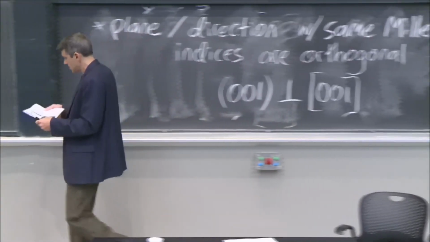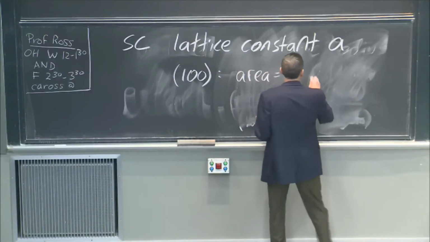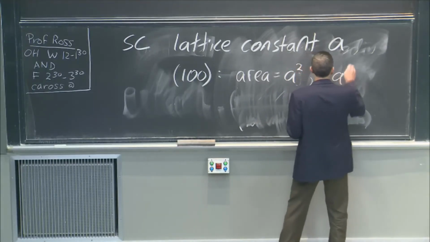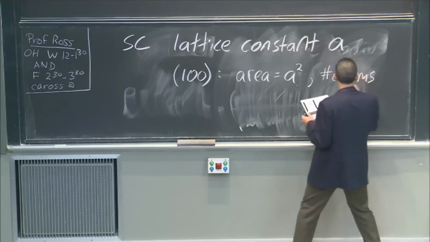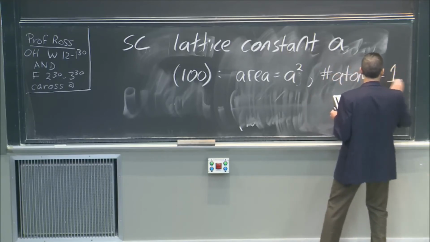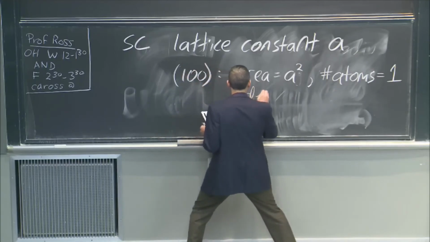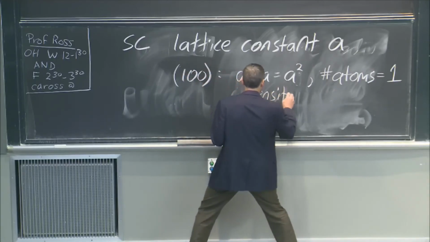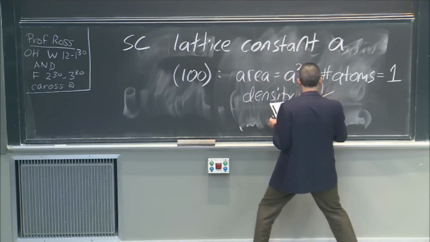Again, this is one of the simplest cases, right? The number of atoms is equal to 1, right? And so the density of atoms per area is equal to 1 over a squared.